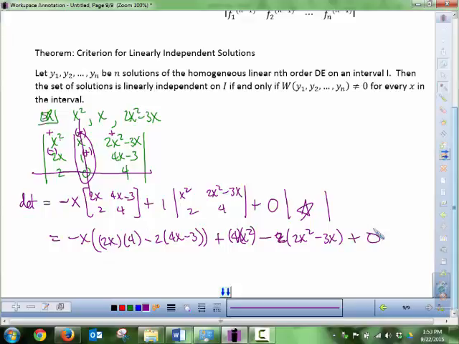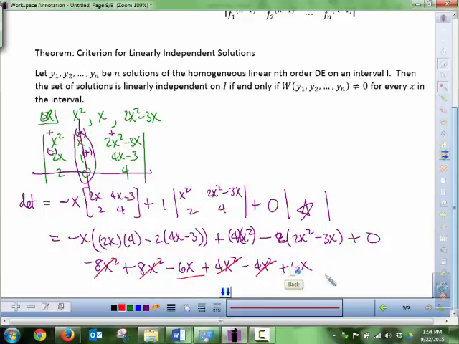All right? So if we multiply all this out, this becomes negative 8x squared, positive 8x squared, negative 6x, plus 4x squared, minus 4x squared, plus 6x. And so it looks like it all disappears.